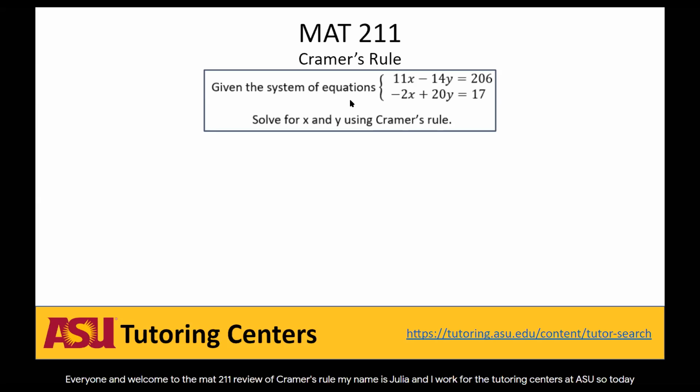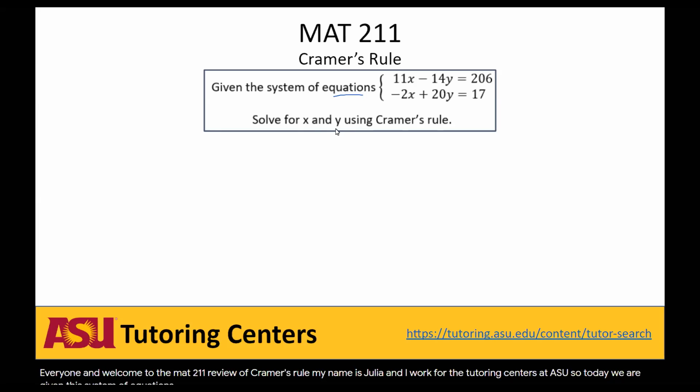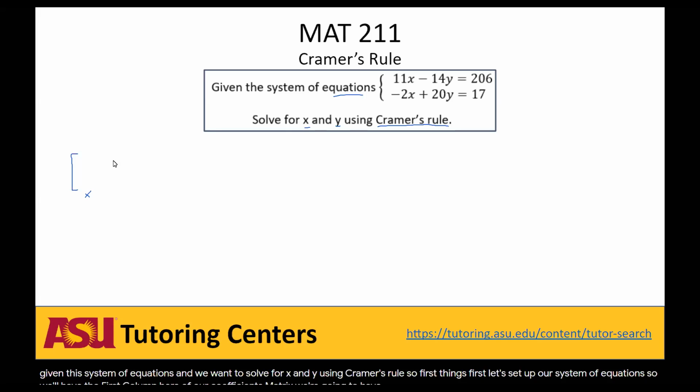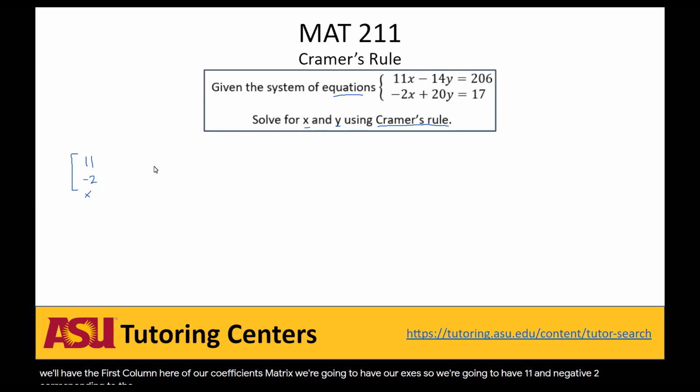Today we are given this system of equations and we want to solve for x and y using Cramer's rule. First things first, let's set up our system of equations. The first column of our coefficients matrix will have our x coefficients, 11 and -2, corresponding to the first and second equation. Then we'll have the coefficients for our y's, which will be -14 and 20.